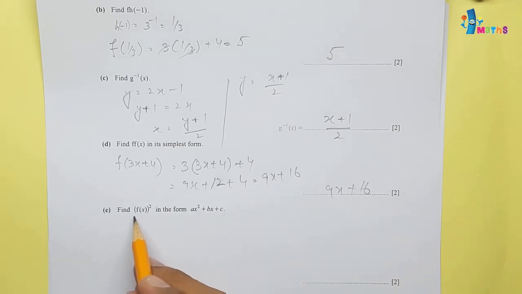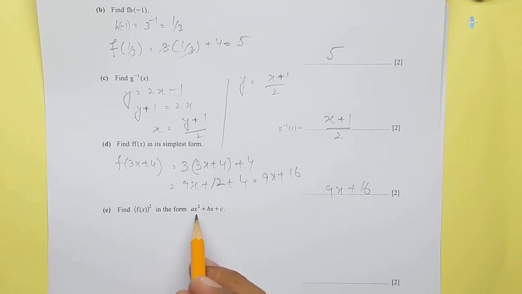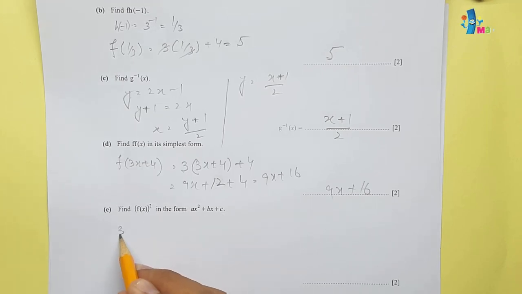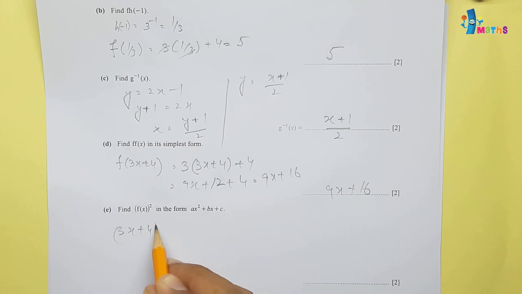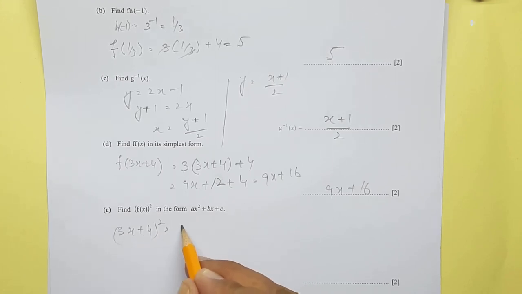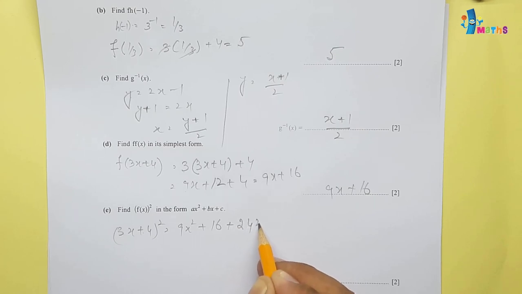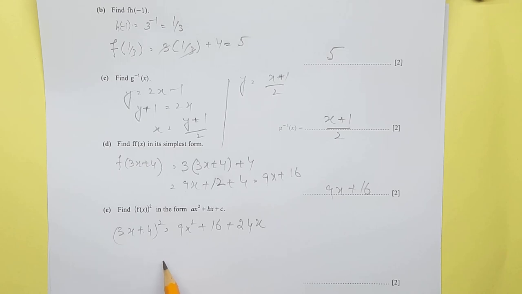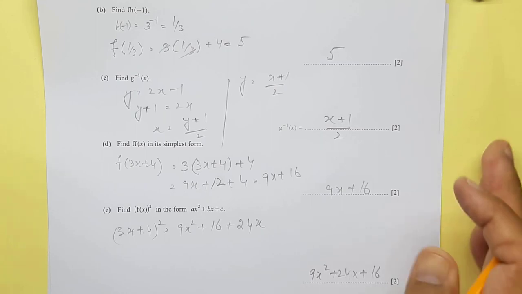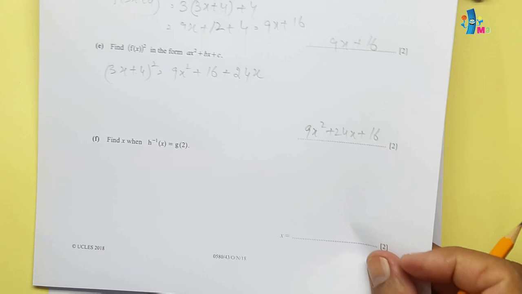Next, part e, f of x squared. In the form of this one, (3x + 4) squared will be equal to a squared, which is 9x squared, plus b squared, which is 16, plus 2ab, which is 6 into 4, which will be 24, so it will be 24x. So we can write it in this format, or even we can write 9x squared plus 24x plus 16.